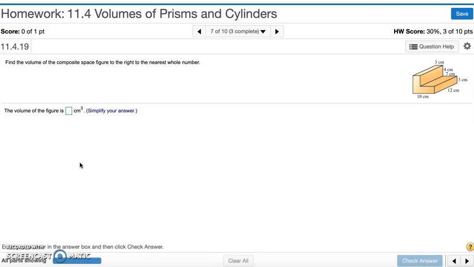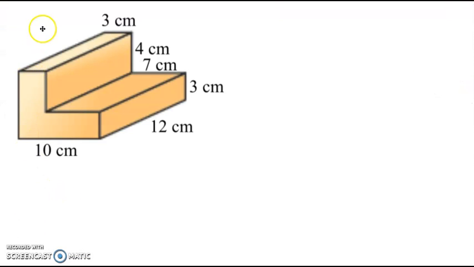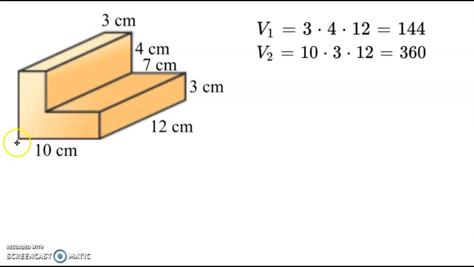Find the volume of the composite space figure to the right to the nearest whole number. So let's take a look at that. So we need to find the volume of this top prism and this bottom prism and add them together. They're rectangular prisms. So for the first volume, I'll do 3 times 4 times 12. That's for the top one. For the bottom one, that will be 10 times 12 times 3, which is 360. Add these two up, and you get a total volume of 504 centimeters cubed.